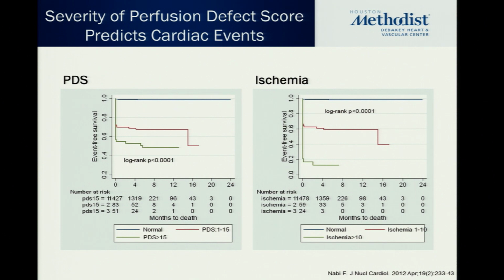And this is our same data, now further risk stratifying these patients. Obviously, as your perfusion defect score increases, as your degree of ischemia increases, you would expect risk to increase.